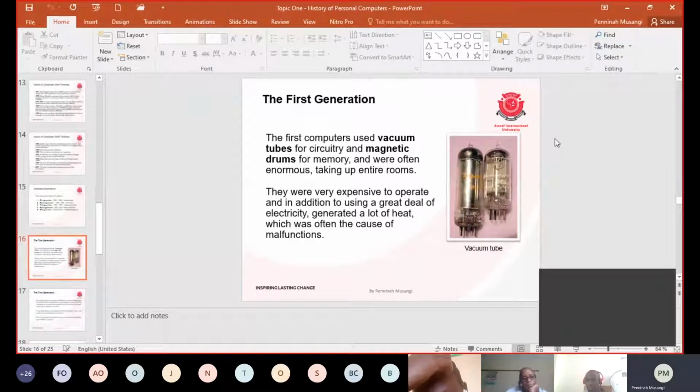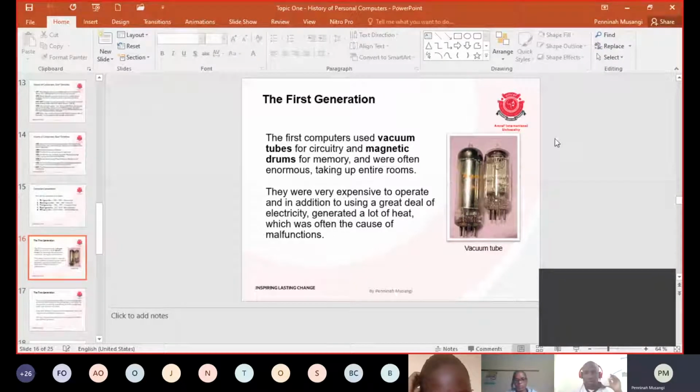So we start with the first generation, and we can say that the first computers we have been talking about used vacuum tubes, and they fall under the first generation. They were using vacuum tubes for circuitry and magnetic drums for memory. And these computers were enormous in size, taking up an entire room, the area we said, 20 by 40 feet, meaning that it was really huge.